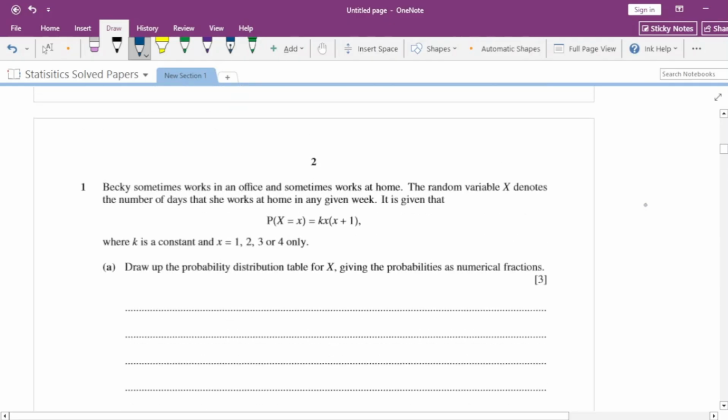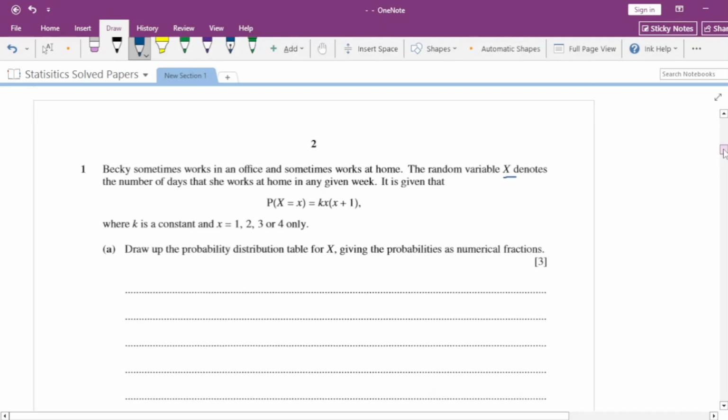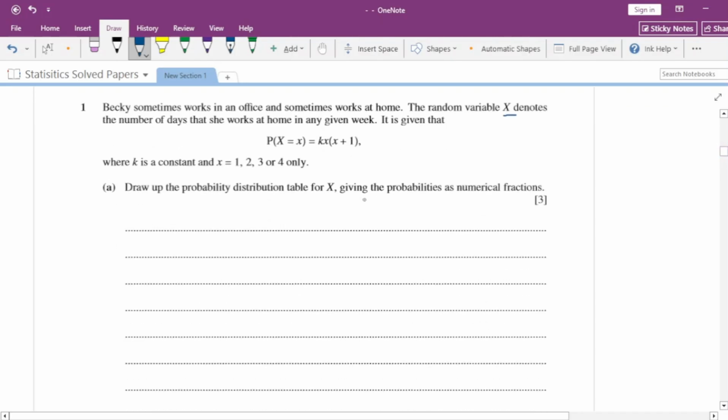So question 1. Becky sometimes works in an office and sometimes works at home. The random variable X denotes the number of days that she works at home in any given week. It is given that P(X = x) = kx(x + 1), where k is a constant and x equals 1, 2, 3 or 4 only. Part A. Draw up the probability distribution table for X, giving the probabilities as numerical fractions.